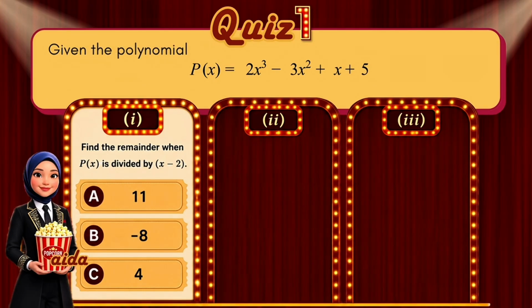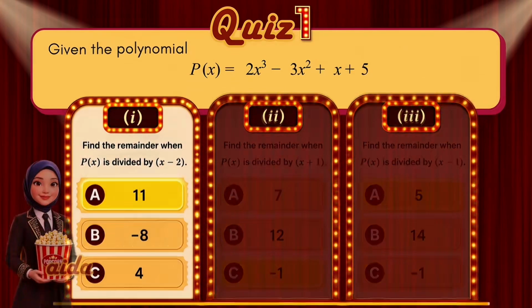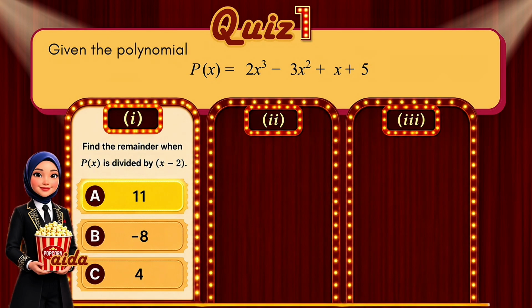concepts you have learned. So for quiz 1, given the polynomial p(x) equal to 2x cubed minus 3x squared plus x plus 5. For question 1, find the remainder when p(x) is divided by x minus 2. And the answer is A, 11. So now let's look at the calculation.